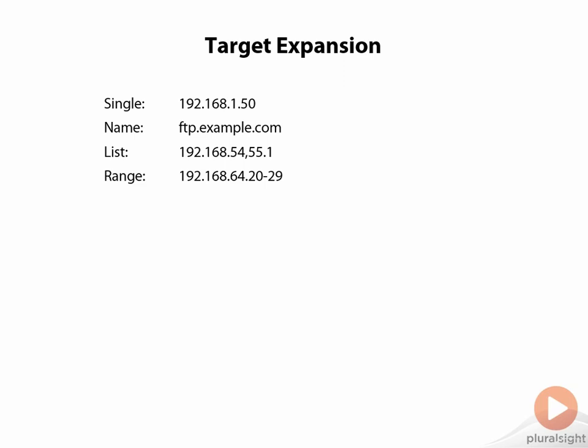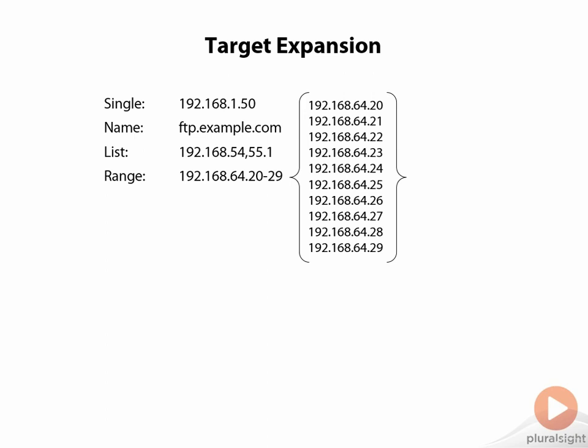Frequently, we want to designate a range of IP addresses, and Nmap allows that using a dash to define ranges. In this example, Nmap will expand the range to 192.168.64.20 up through and including 192.168.64.29, so a total of 10 IP addresses are scanned in this case.